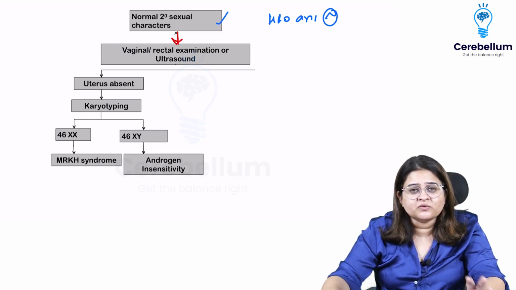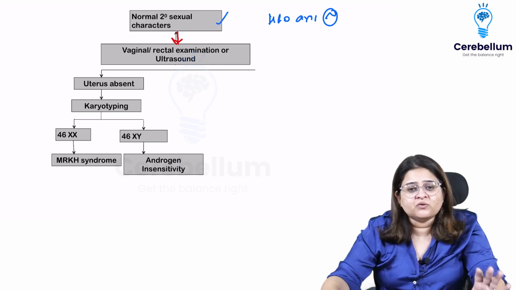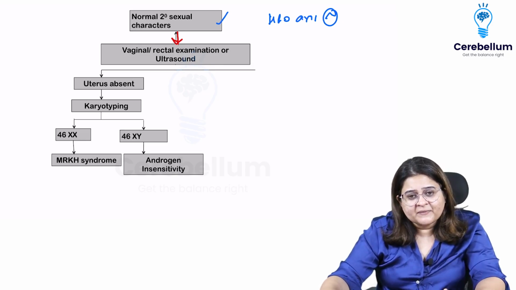Why did I say not the only way? Because another way you can differentiate is by looking at the gonads. If the gonads are ovaries, it is MRKH. If the gonads are testes, it is AIS.